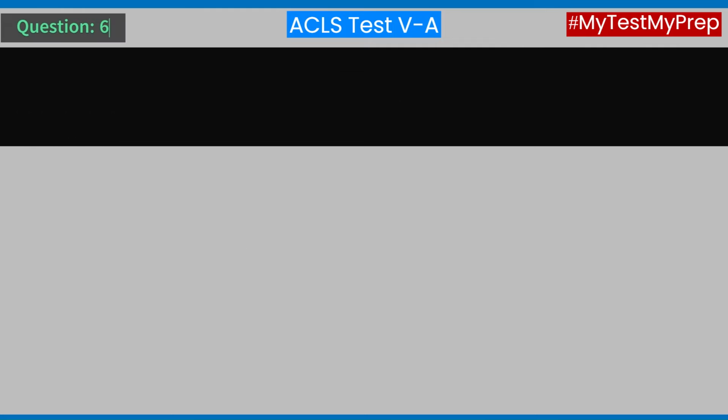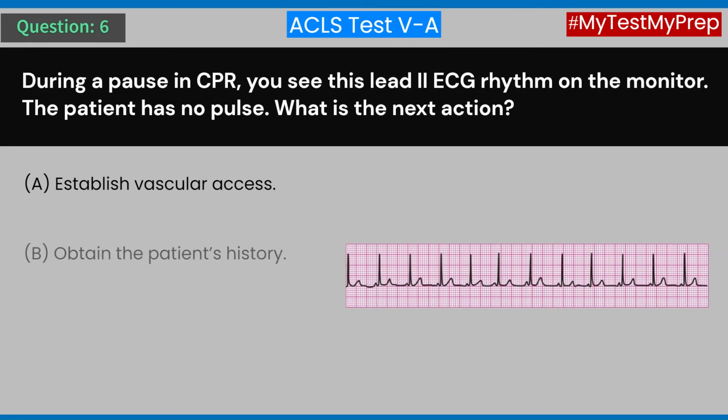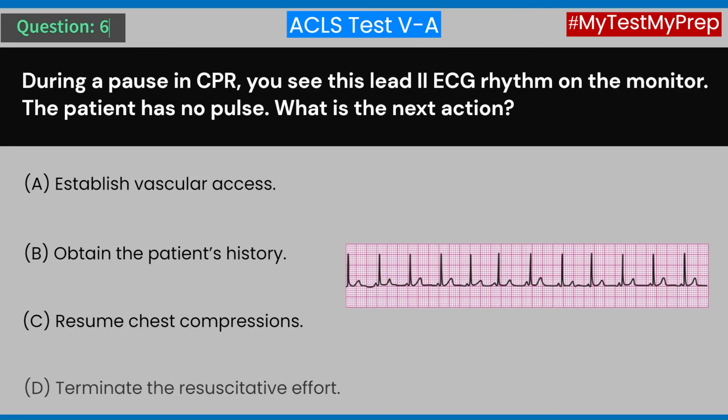Question 6. During a pause in CPR, you see this lead 2 ECG rhythm on the monitor. The patient has no pulse. What is the next action? A. Establish vascular access. B. Obtain the patient's history. C. Resume chest compressions. D. Terminate the resuscitative effort. Answer: C. Resume chest compressions.